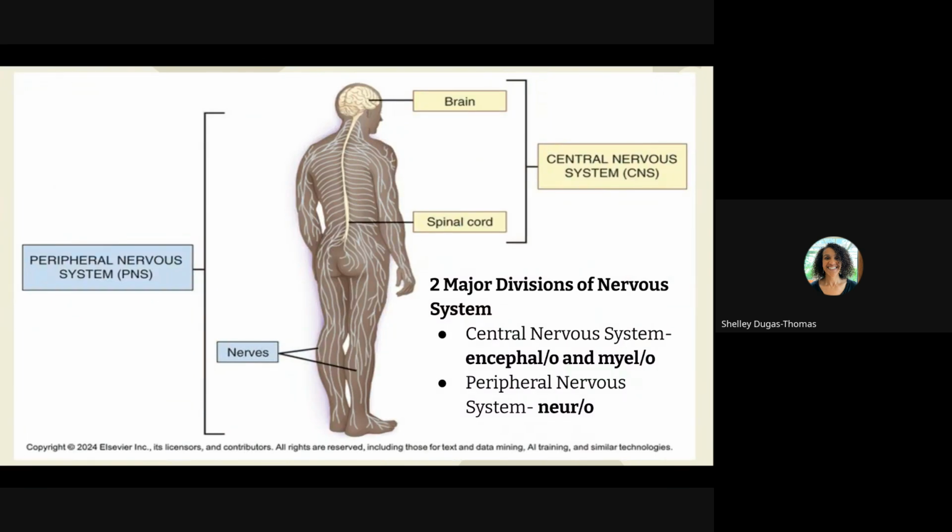To simplify your vocabulary tracking, group your roots into these two structural columns. When you see terms containing encephalo or myelo, you are dealing with the central nervous system, the brain and the spinal cord. When you see terms built around neuro, you are generally looking at the peripheral nervous system, the cranial and spinal nerves branching outward.